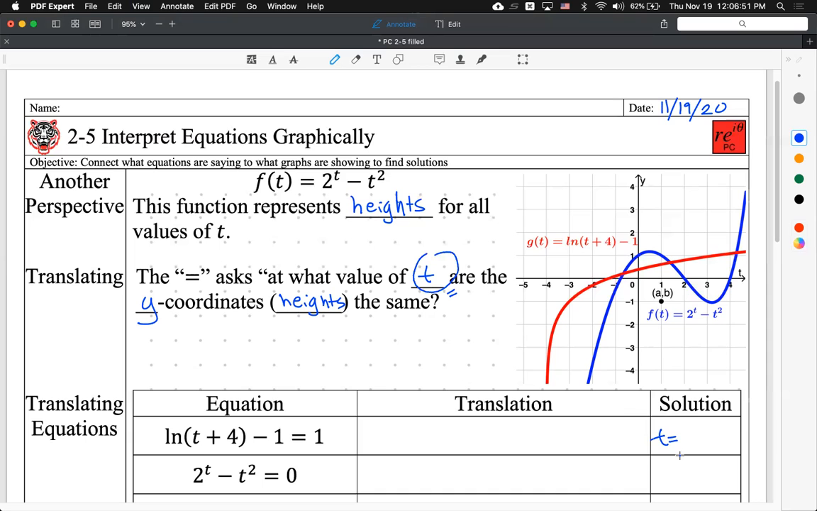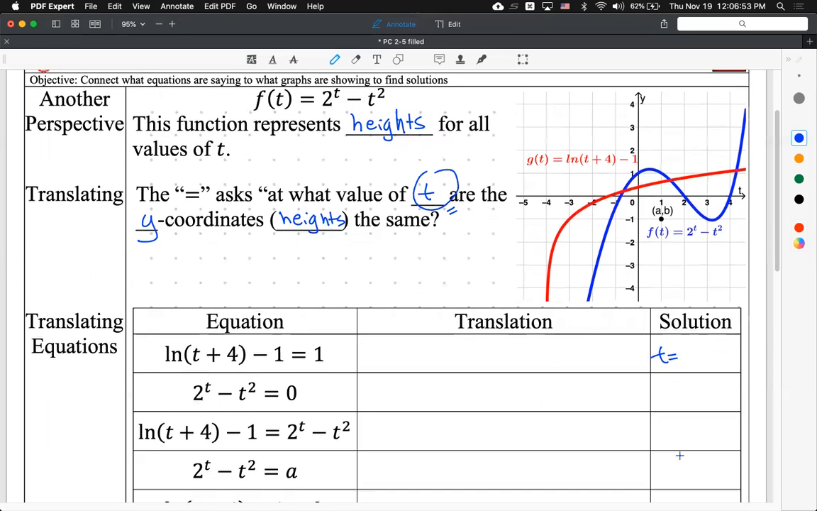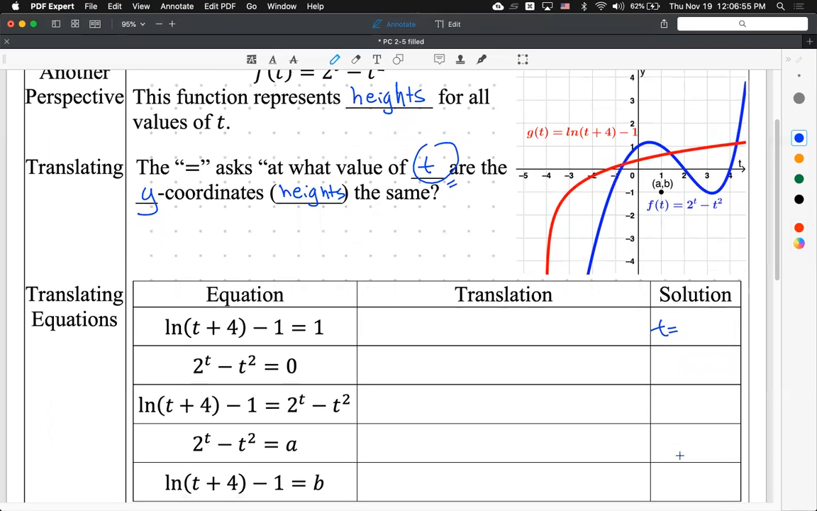All right, let's look at this first equation. Natural log of t plus 4 minus 1 is equal to 1. Well, look up here. The red equation right here represents the natural log of t plus 4 minus 1. So what this is really saying is, when is the red equation's height 1? That's how you translate it.